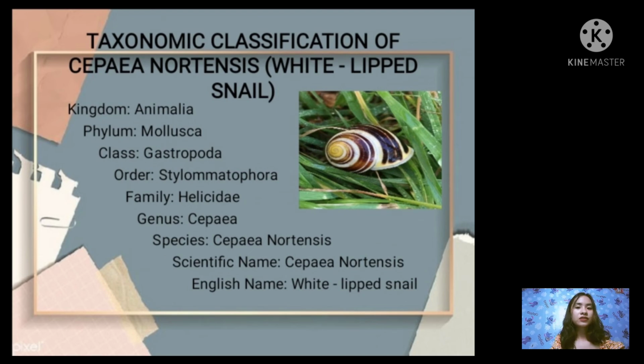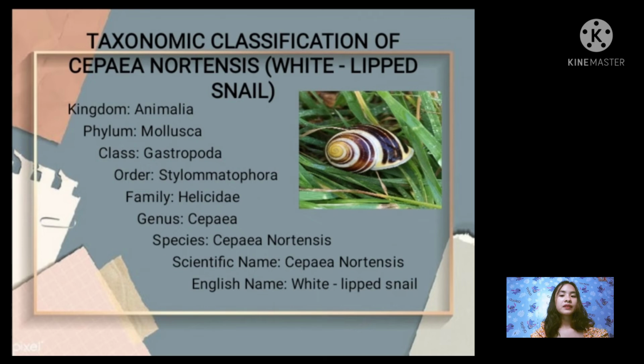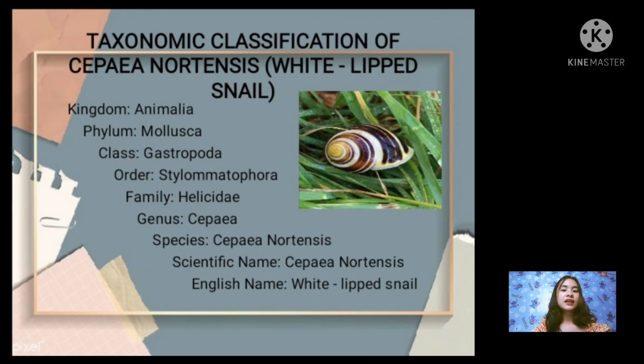Taxonomic classification of Cepaea hortensis, or the white-lipped snail. The kingdom is Animalia. The phylum is Mollusca. The class is Gastropoda. The order is Stylomatophora. The family is Helicidae. Genus is Cepaea. Species is Cepaea hortensis. Scientific name is Cepaea hortensis. English name is white-lipped snail.